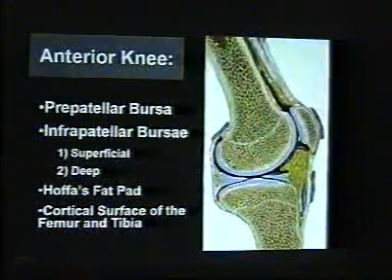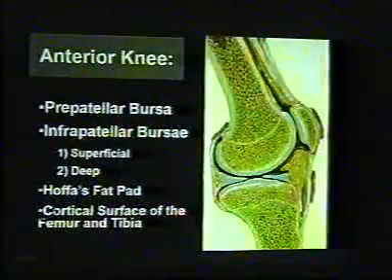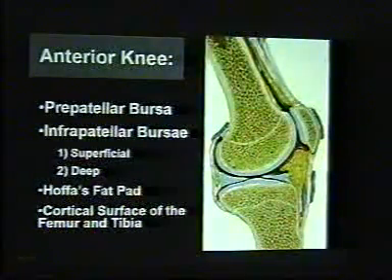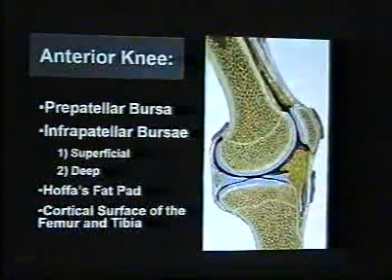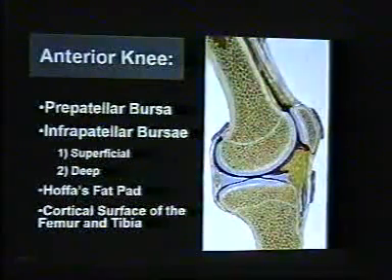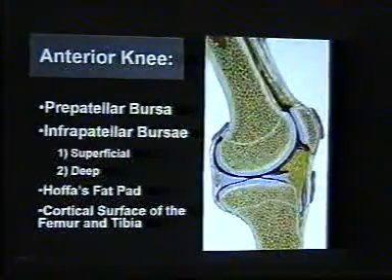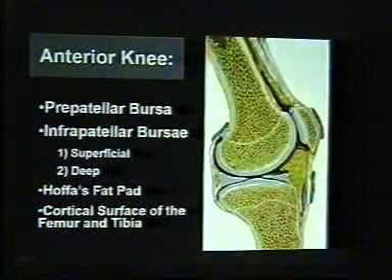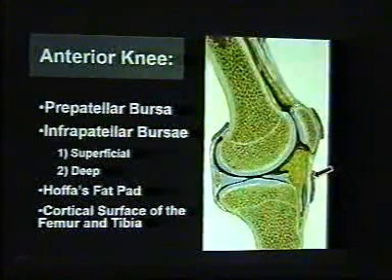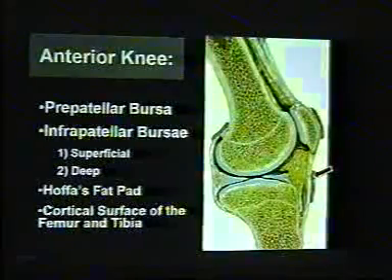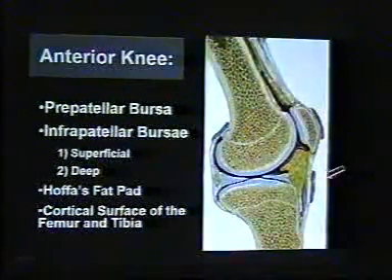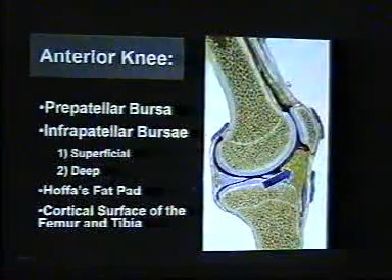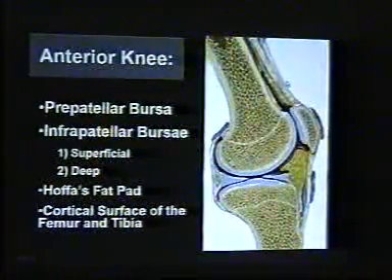Cortical surfaces of the femur and tibia are very important to be assessed during this scan. So we scan these bursas, and we scan the cortical surfaces, the bone of the cortical surfaces of the patella also. Here are the prepatellar, infrapatellar, superficial, deep bursas. This is Hoffa's fat pad.